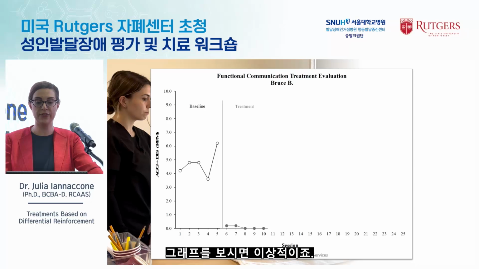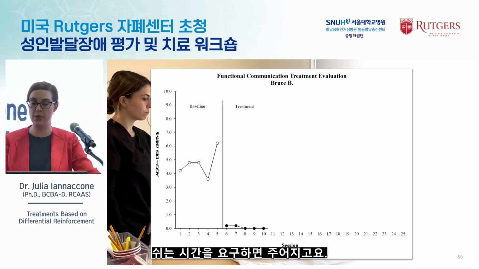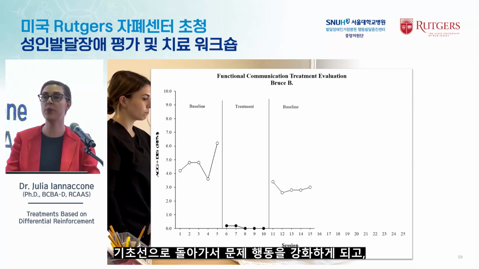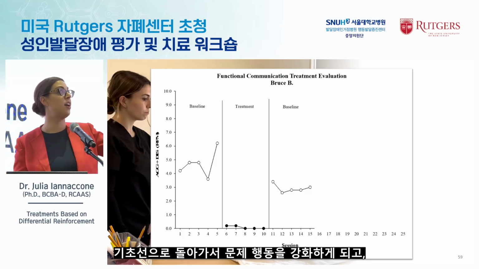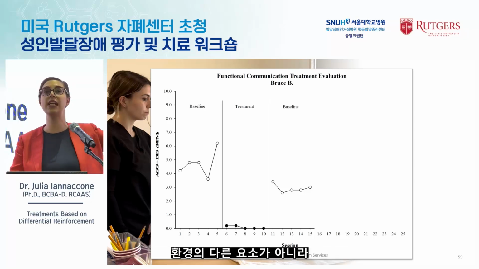So on our graph, this is wonderful. Bruce is hardly engaging in any problem behavior when he asks for a break, and we give it to him. Let's say we went back to baseline, where we reinforce his problem behavior, and we see problem behavior go back up. We know that this reduction here is because of us. It's not something else that happened in the environment. So we've eliminated any confounds by doing this reversal.